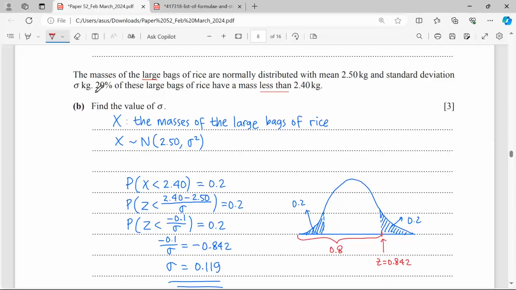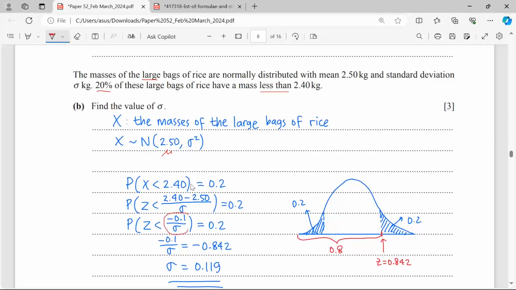You can start by rewriting this statement in a mathematical equation. 20% of these large bags of rice have a mass less than 2.40. So that means probability x is less than 2.40 is 20%, which is 0.2. And again, we have to bring this probability distribution into a standard normal distribution. So you have to do like this: 2.40 minus mu, this one is the mu, which is 2.50, divided by sigma. And we get probability z is less than negative 0.1 over sigma.